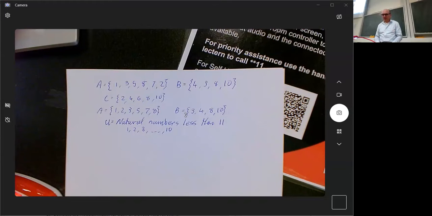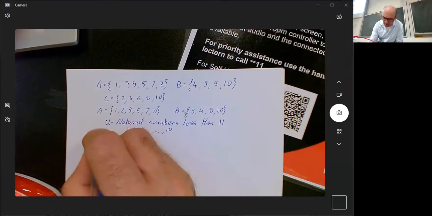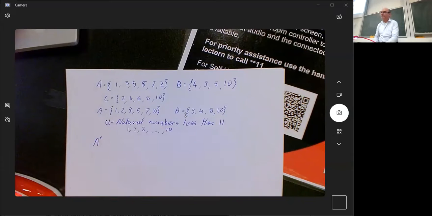The reason I want to talk about universal set is if I'm doing a complement. Oh, hey, I forgot to check. Do you use the strike or the dash for complement? Yep, cool.